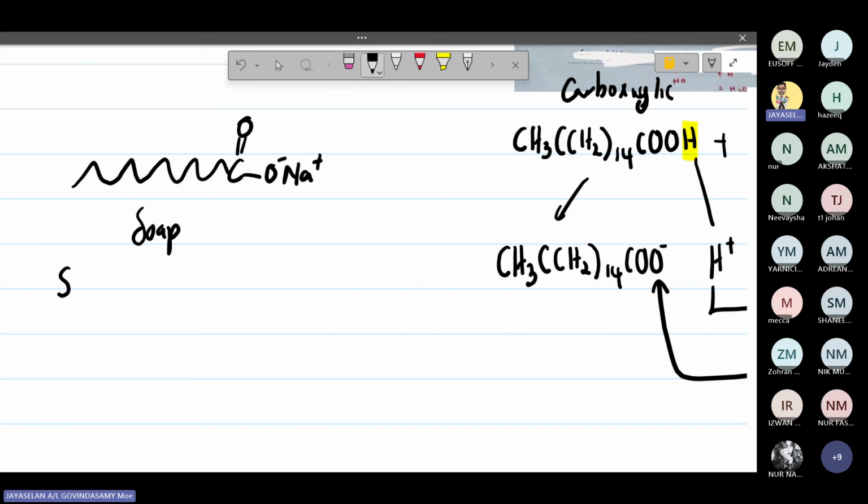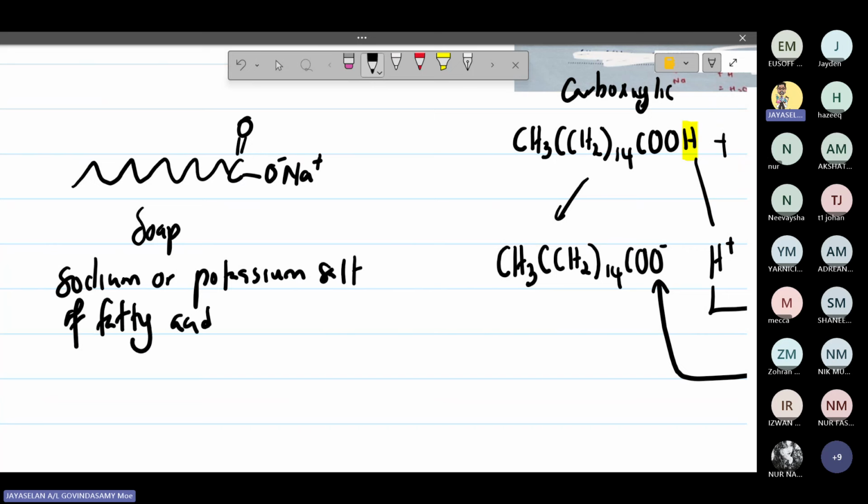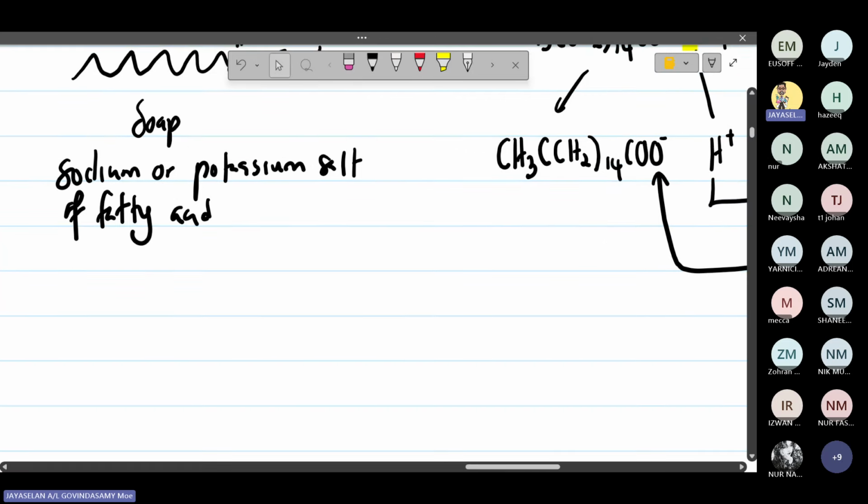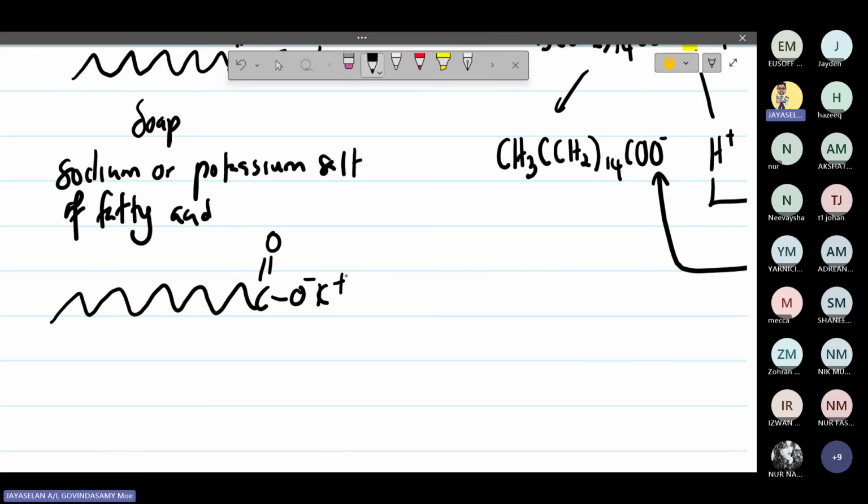What is meant by soap? Soap is called sodium or potassium salt. Salt of what acid? Fatty acid. Any question? Or one more soap we have like this: C double bond O, O negative, K positive. Any question?